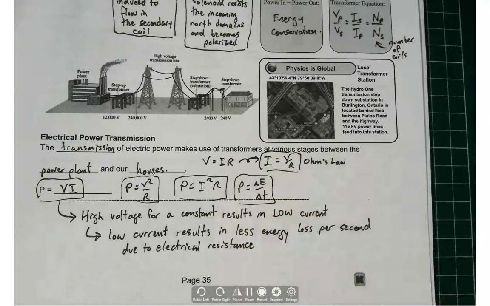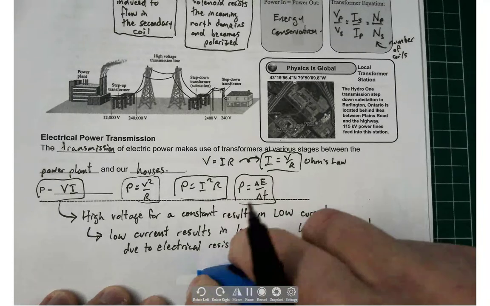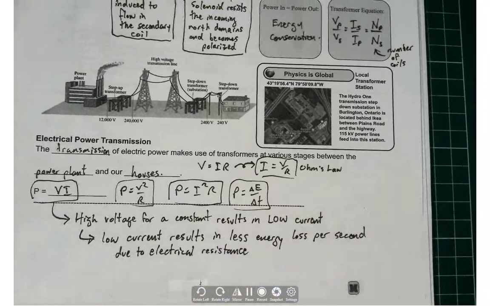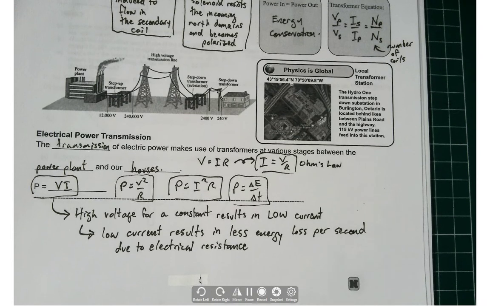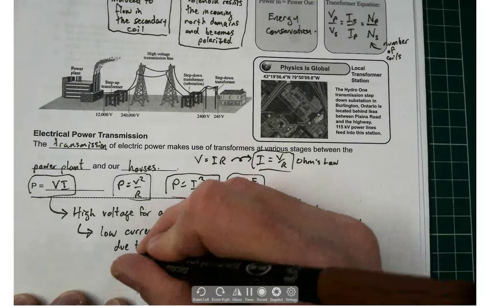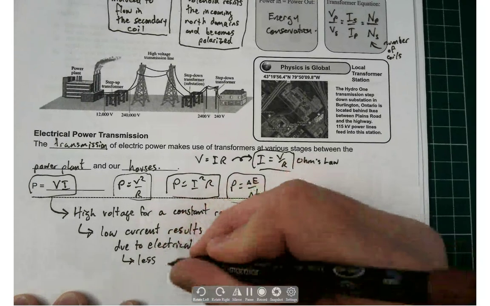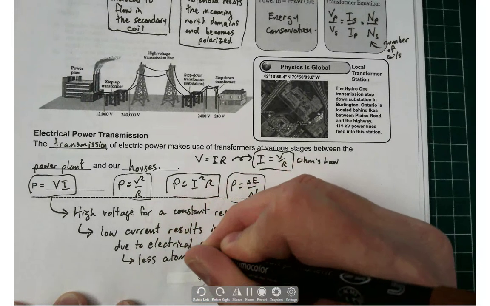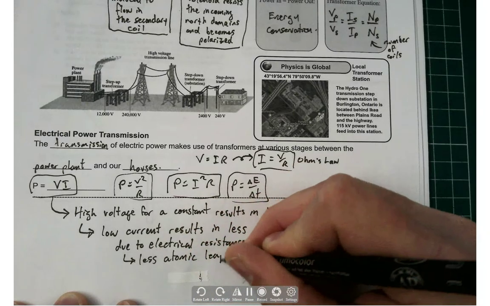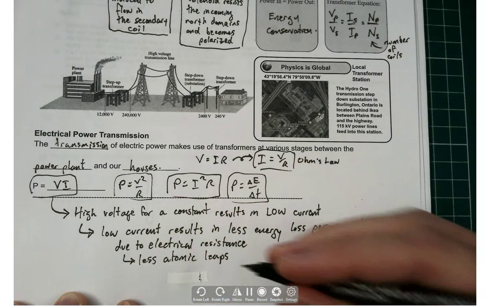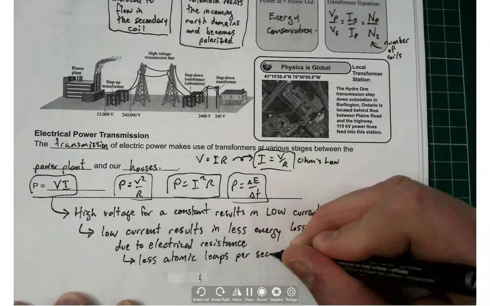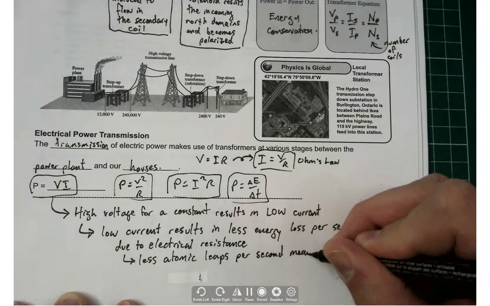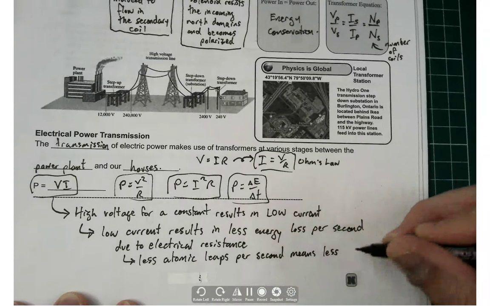Electrical resistance really is thermal energy loss as electrons zip from one atom to the next atom. So if they have to zip between atoms, less atoms per second, that means less thermal heating is going to happen per second. Okay? So less atomic leaps per second. Obviously, this is not formal language. Means less energy loss per second.